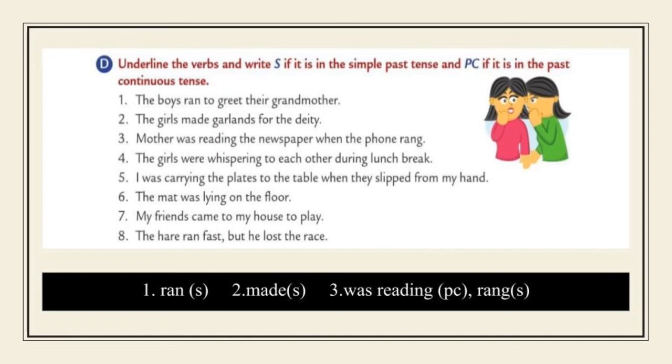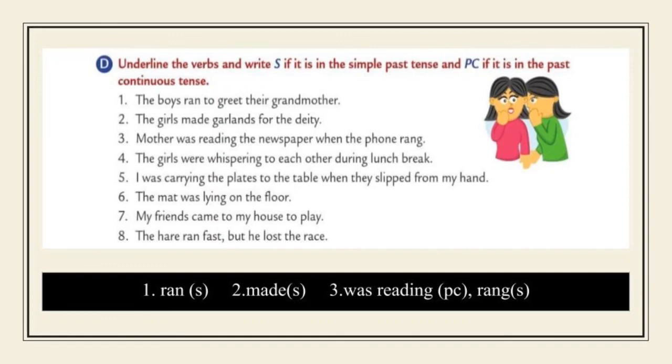Let's move to the second one. The girls made garlands for the deity. What is the verb here? Made. What is the past tense? Made. So it is a simple past tense. So underline the verb made and write the letter S.